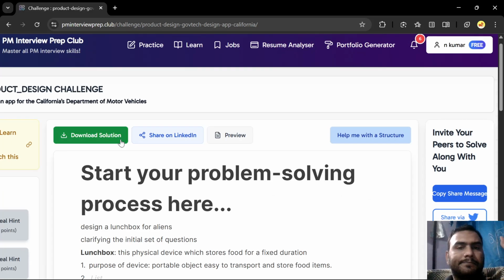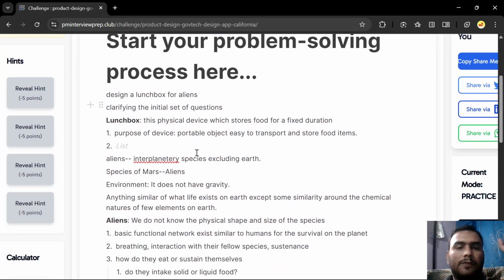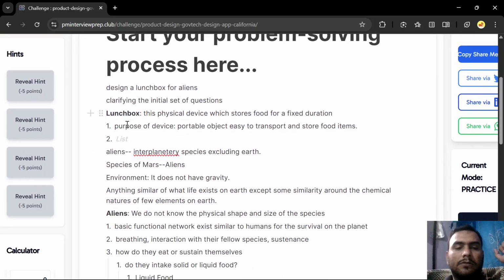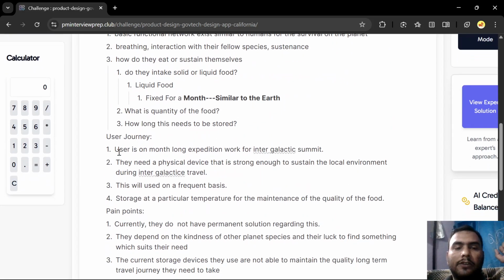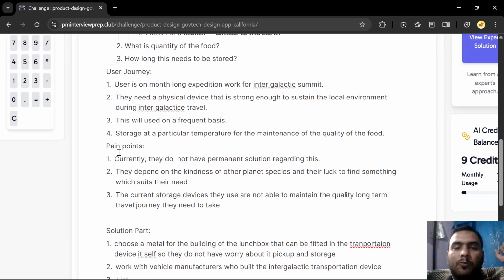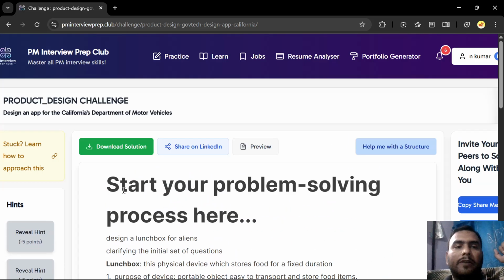I will just rewind what we have all discussed. We tried to define the product here, the user who is going to use it, and tried to find out their user journey and their pain point. Then we tried to build a solution, and think about the solution. A similar framework to what we have been following previously.